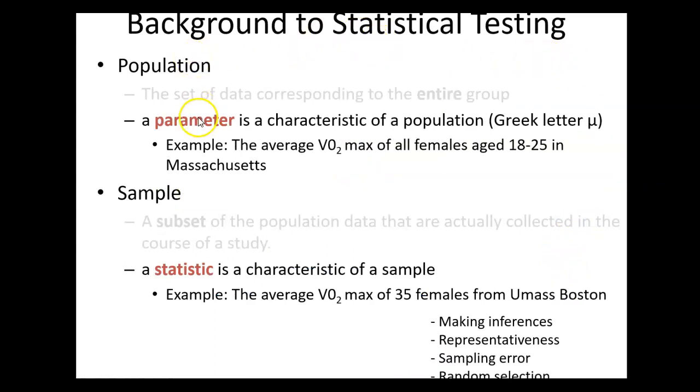From a population, we get a parameter. A parameter is a characteristic of the population. For example, the average VO2 max of all females aged 18 to 25 in Massachusetts. Again, we can't run a test studying all of these individuals, so we need a sample. And this is where we get a statistic. A statistic is a characteristic of the sample. That might be the average VO2 max, so aerobic capacity, of 35 females from UMass Boston. And from that information, we would make inferences from the sample onto the population.